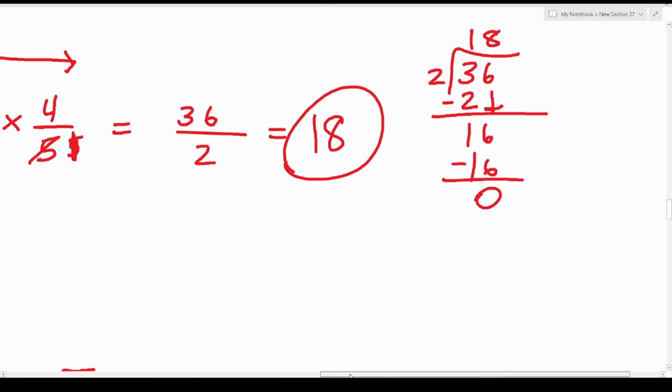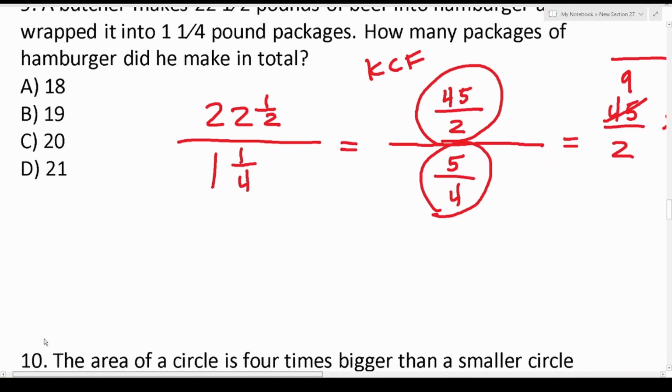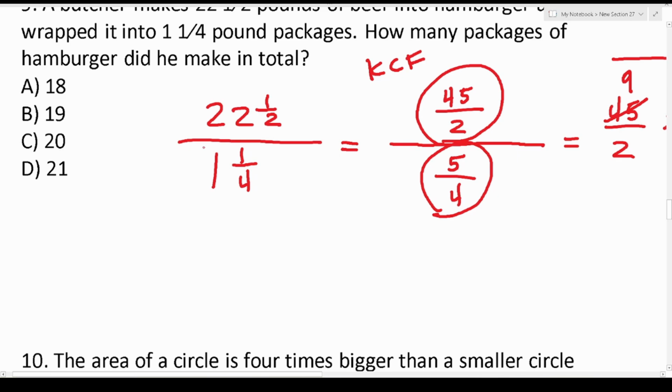And that 18, of course, refers to the number of packages he can make from this 22.5 pounds of beef. So the answer is A. Okay, just a test of your ability to work with fractions there.